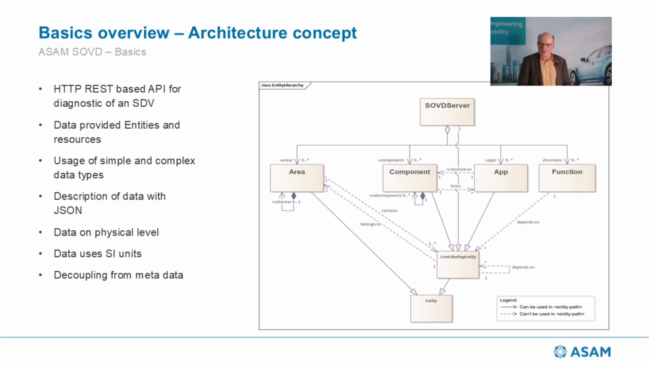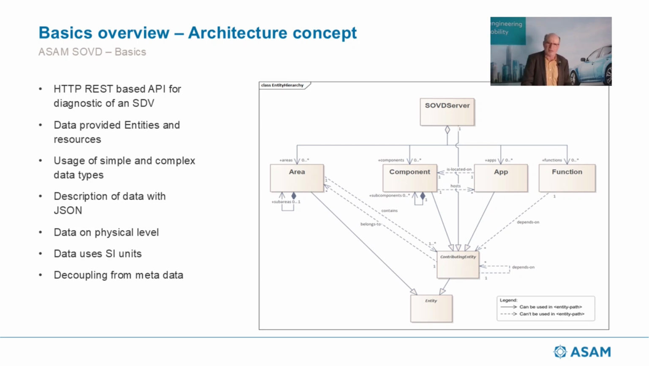The data are described with JSON, also not invented by ASAM. And here we work with the data on physical level. Nobody is interested to know from this bit to this bit in this byte is my temperature. For this temperature, I take a compute method. No, I want to know, is it now 25 degrees or is it 10 degrees? This I want to know if I read the temperature, in case that temperature is offered as a resource.